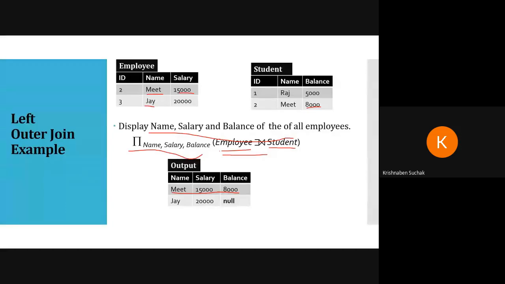So here Jai, the salary is 20,000, and the balance of Jai is not mentioned in the student table. So how will I get the balance? I will not get it. So what will I write here? I will write null. That is how the outer join works.